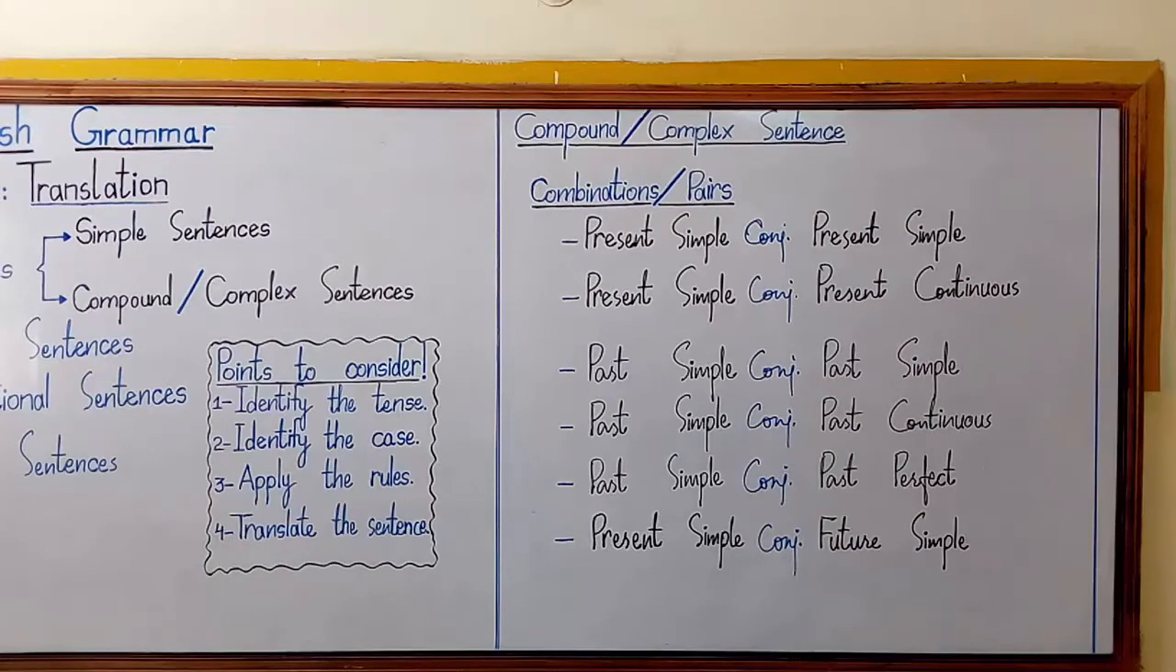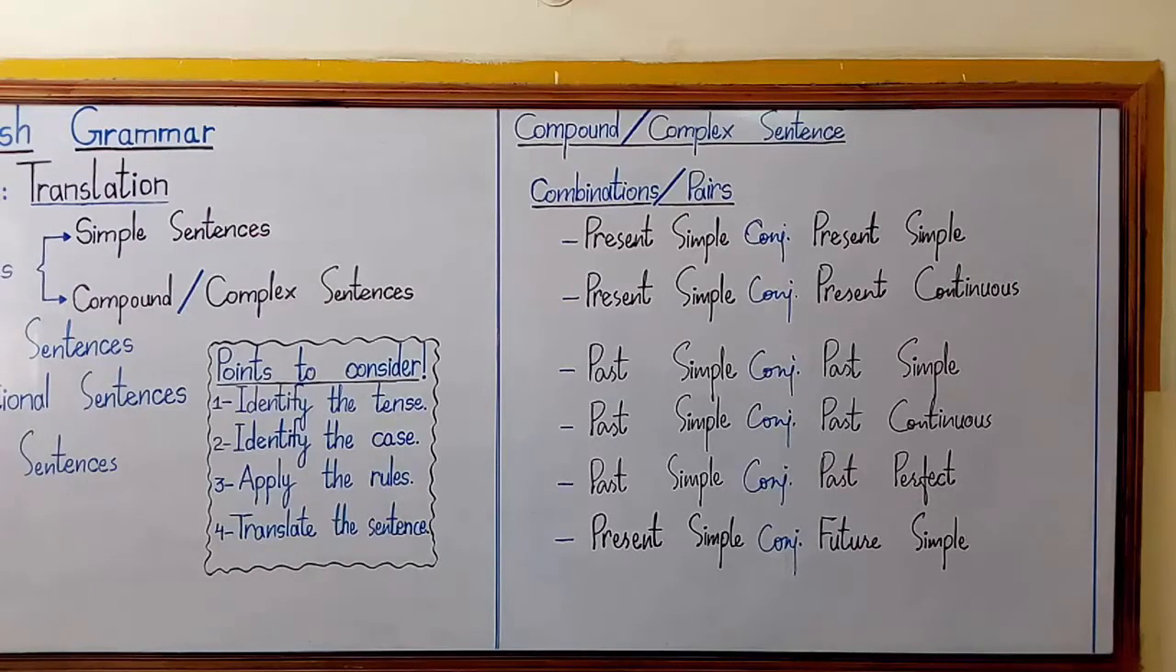I had completed my work when electricity broke down. Past perfect, past simple. I had completed my work, past perfect, मैं अपना काम मुकम्मल कर चुका था. When, conjunction, electricity broke down, जब लाइट गई. Okay, the last combination of pair is present simple and future simple.